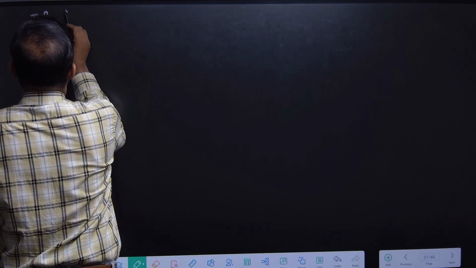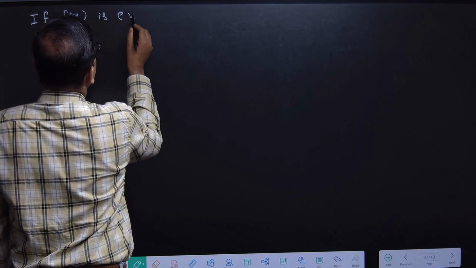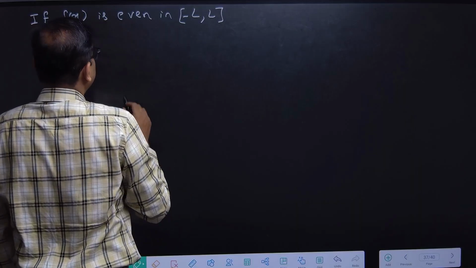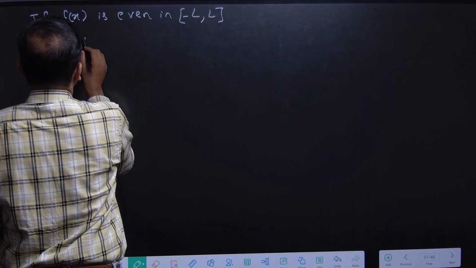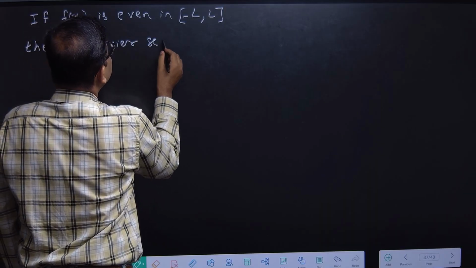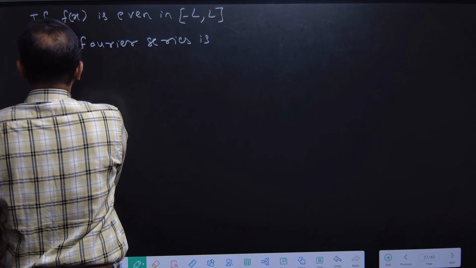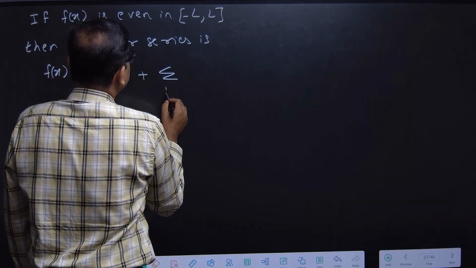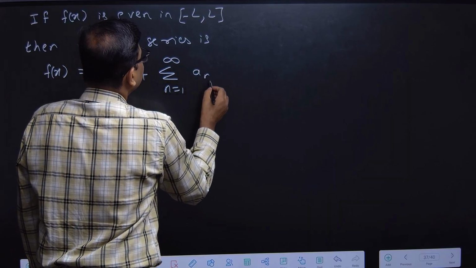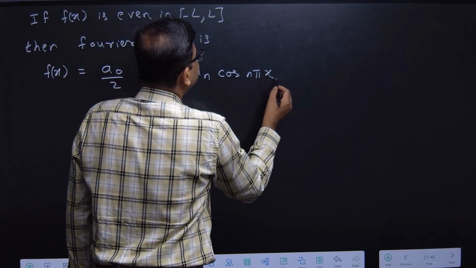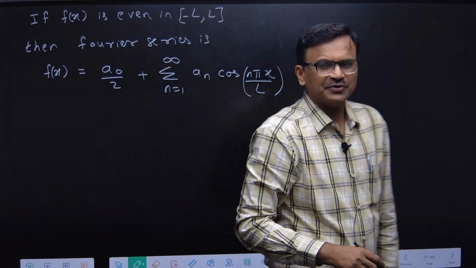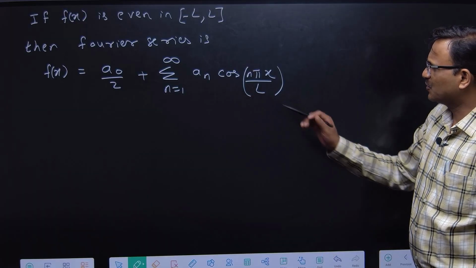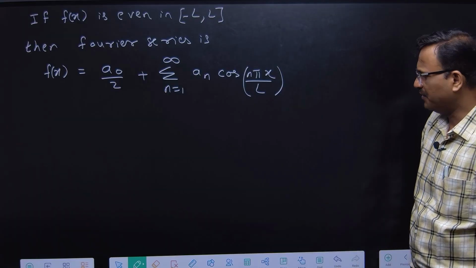The formula to find the Fourier series is, so if f of x is even in the interval minus L to plus L, in this arbitrary interval minus L to plus L, then the Fourier series is given by the formula f of x is equal to a0 divided by 2 plus summation n is 1 to infinity an cos of n pi x upon L. So see, this is the formula to be used when a function is even in the interval minus L to plus L. So we have to find a0 and an. Here bn will be 0. No need of finding bn in this case.